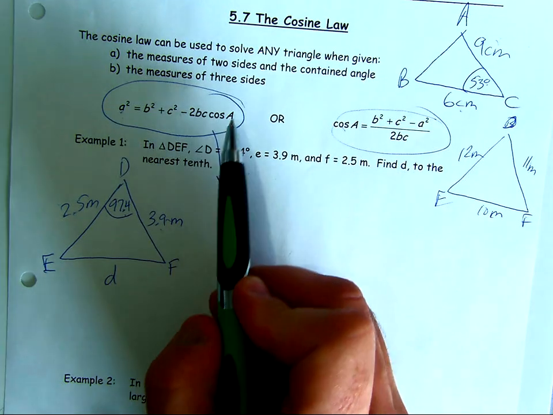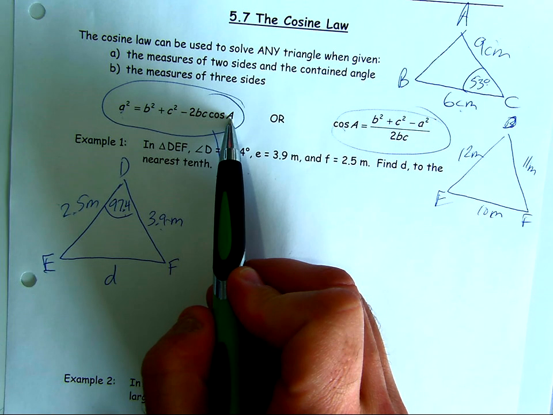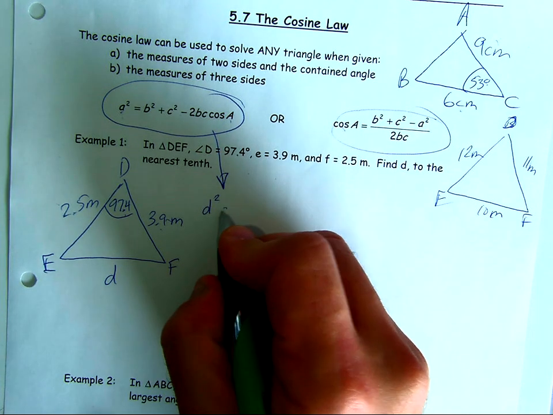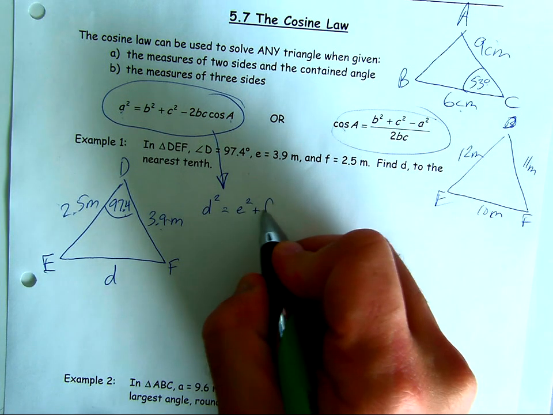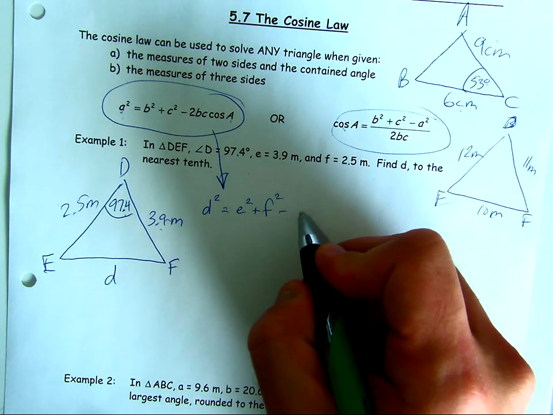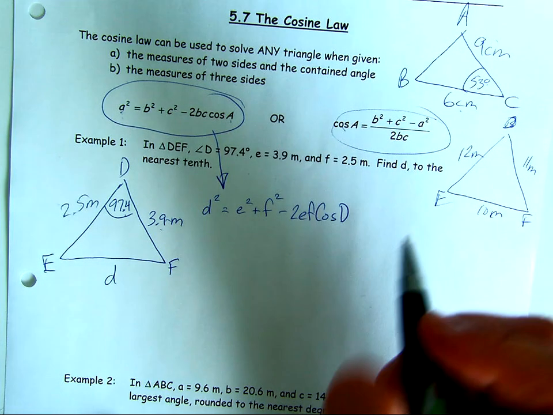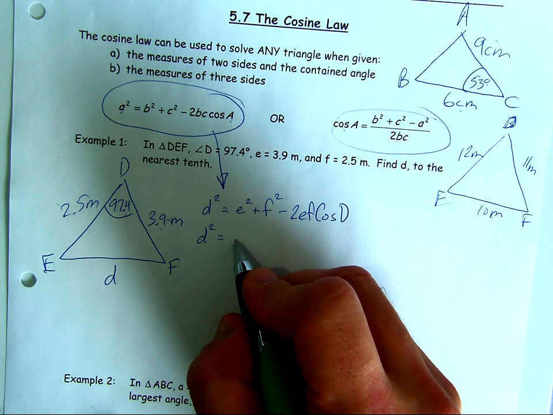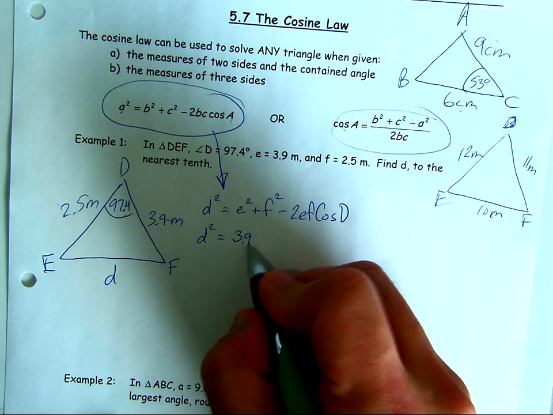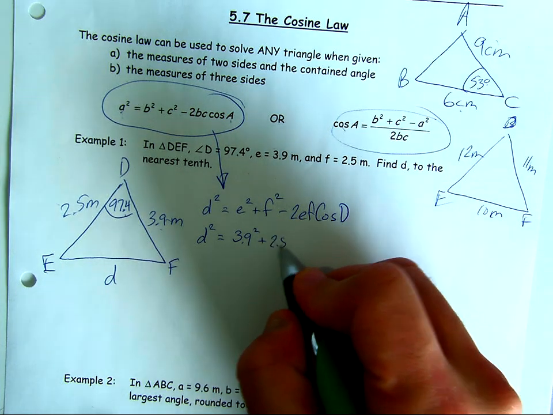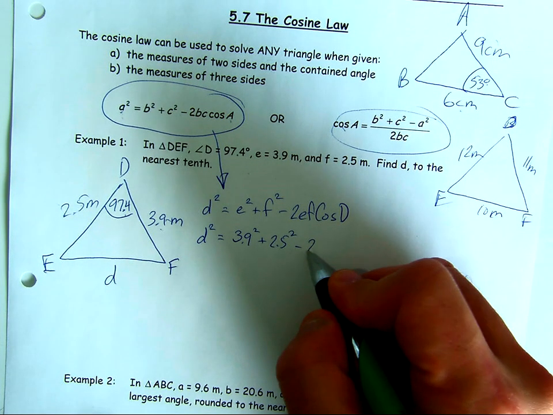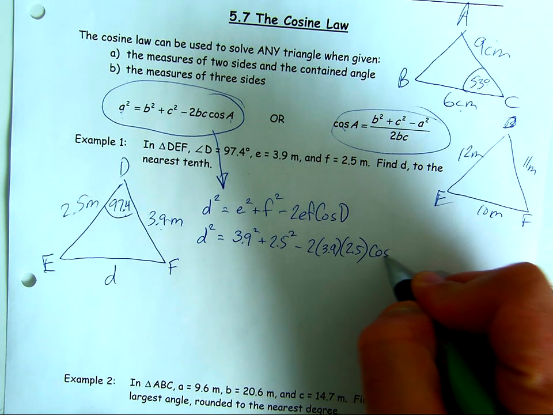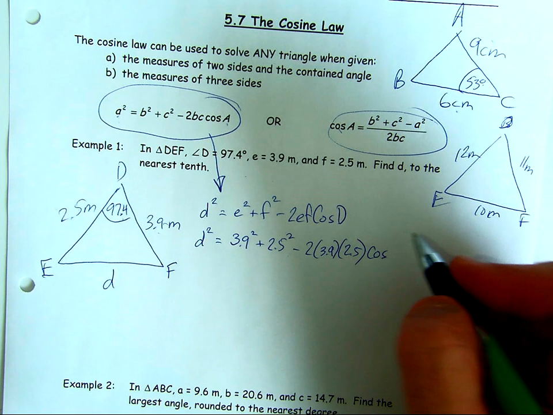Notice little a is here, big A is here. So for me, little d is going to be here, and big D is going to be here. So this is going to be little d squared is equal to little e squared plus little f squared minus 2EF cos of big D. Continuing this, d squared is equal to little e squared, which is 3.9 squared, plus little f squared, which is 2.5 squared, minus 2 times e, which is 3.9, times f, which is 2.5, times the cos of, in this case, 97.4.